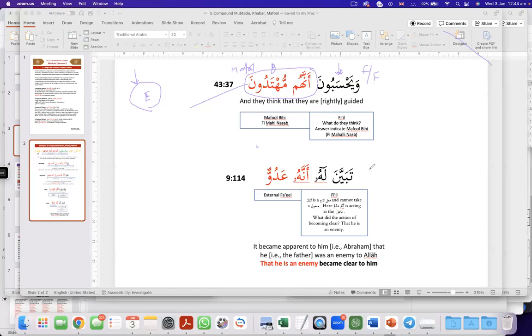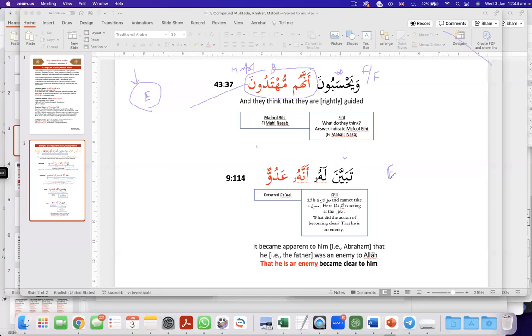Okay, the next one is again a little bit advanced, but you will understand that inshallah. Can anyone remember the meaning of tabayyana? What's the meaning of this word, tabayyana? Bayyana, tabayyana. You inform? Which form? To give detail?